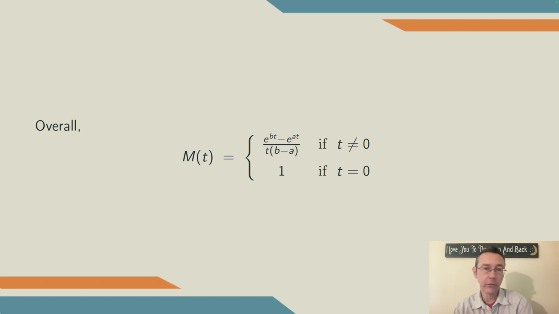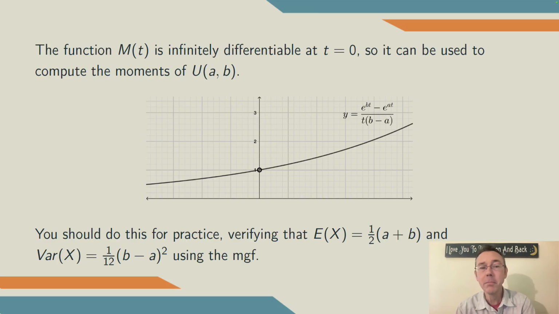Putting these two cases together, we get the moment generating function given as a case-defined function. And you can confirm that if you take the limit as t goes to 0 of M of t, you actually do get 1. And that means that M of t is continuous. And in fact, you can confirm that this moment generating function is actually infinitely differentiable at t equals 0.